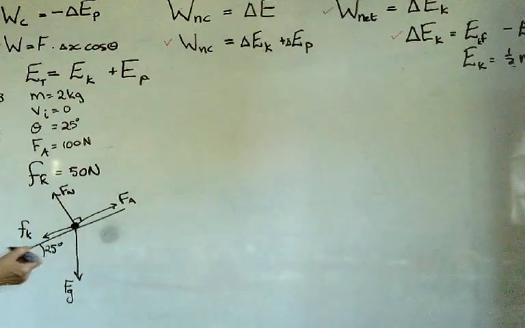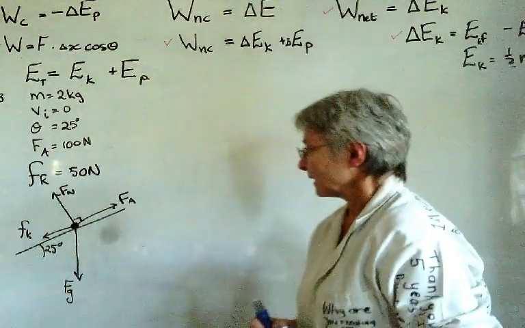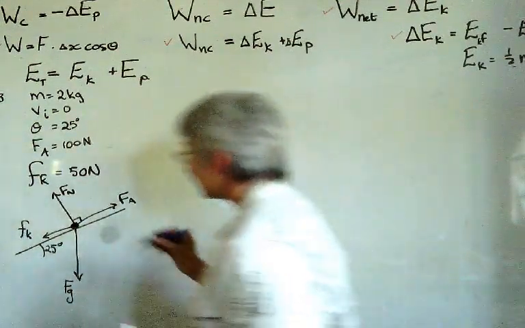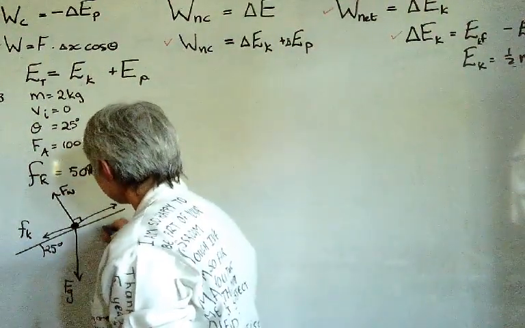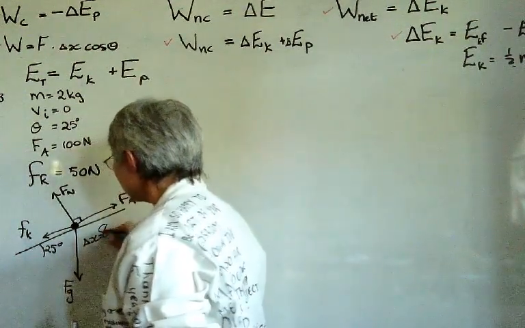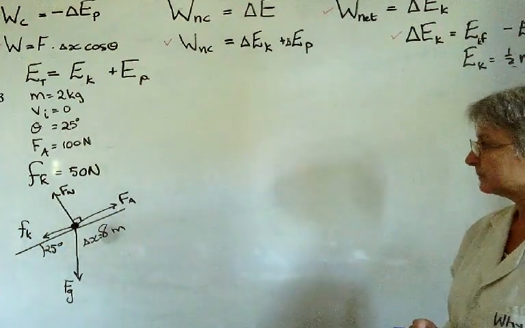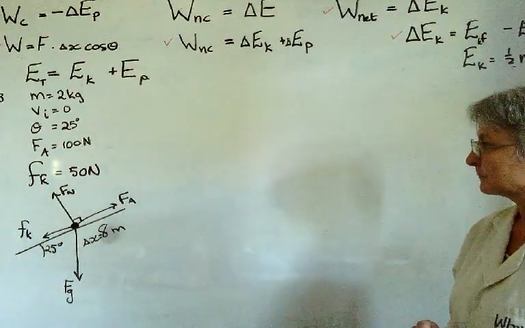Okay, what's next? It moves 8 meters up the incline. So our delta x is 8. Anything else? Then it says determine the net work on the trolley.